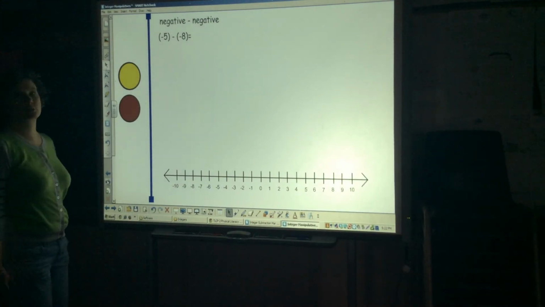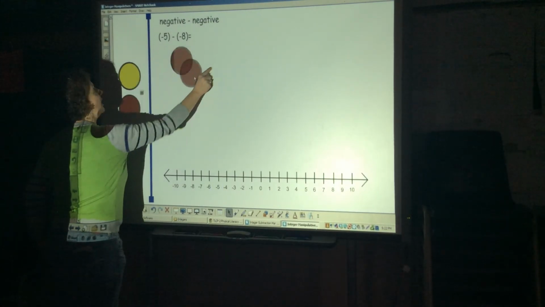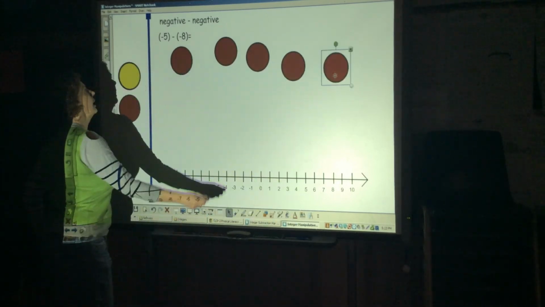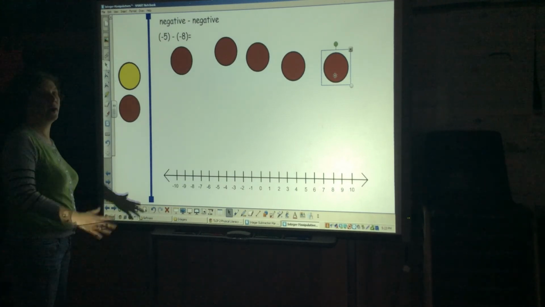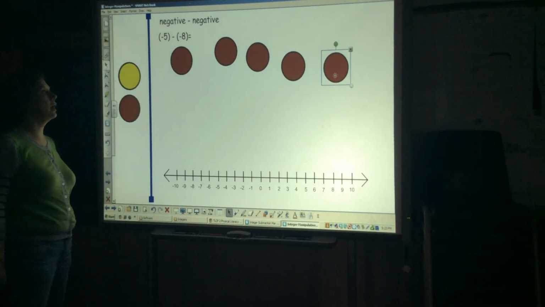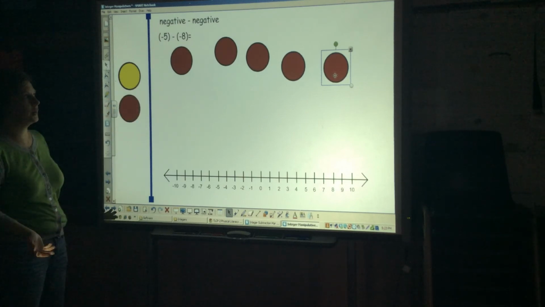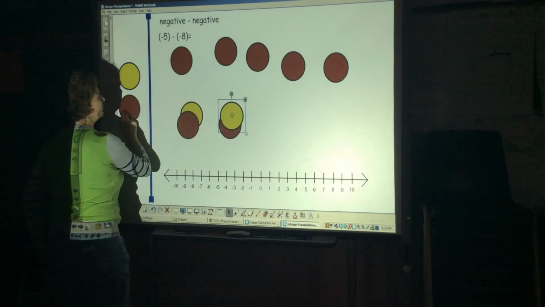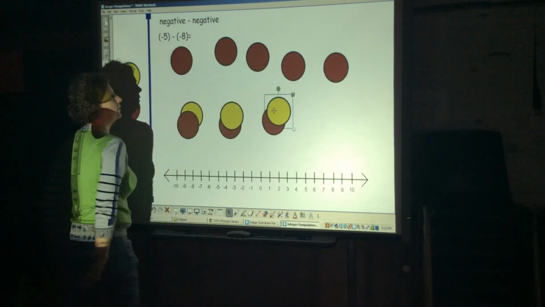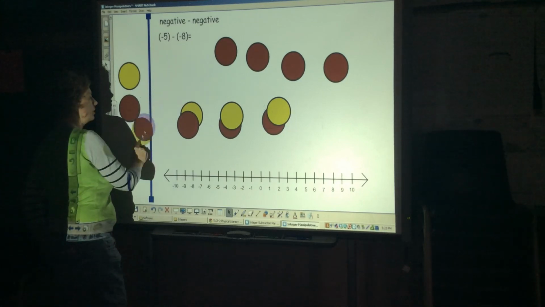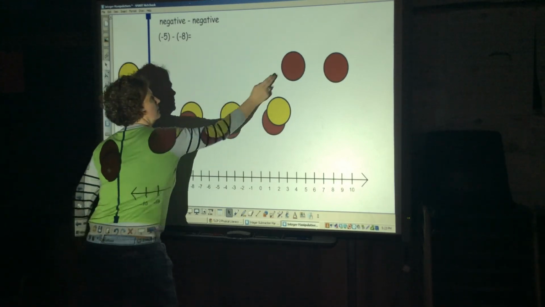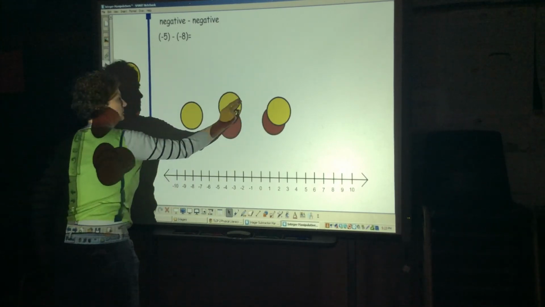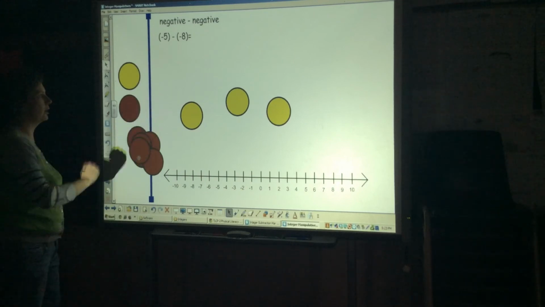All right, a negative subtracting a negative. So I'm going to start with 5 negative counters. I need to take away 8 negative counters. So I already have some negative counters. I know the difference between 5 and 8 is 3, so I only need to add 3 more 0 pairs in order to get my 3 more negative counters. Okay, so now I have my 8, so now I'm going to take away all of those 8.